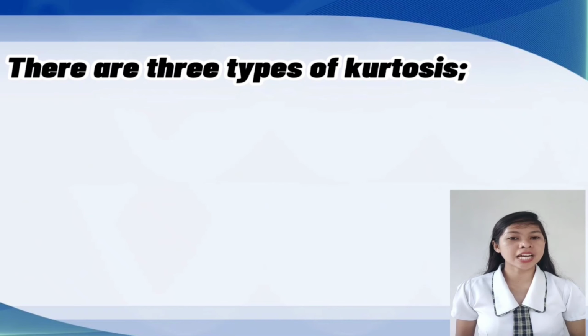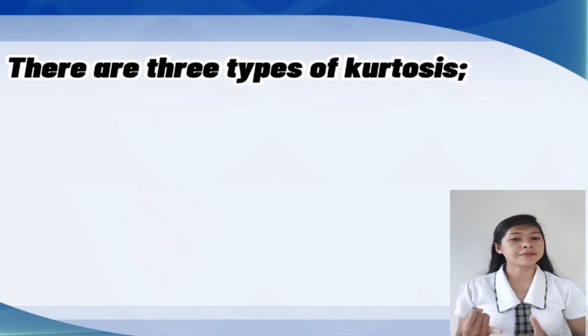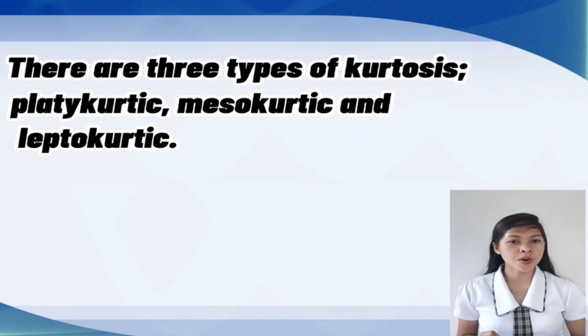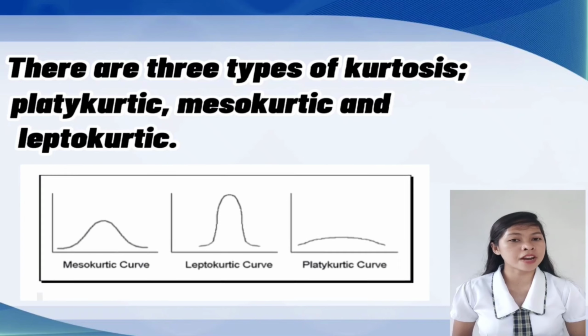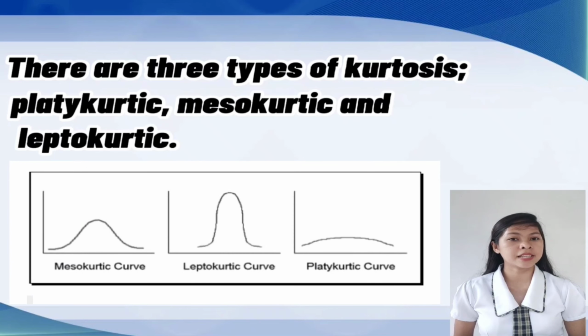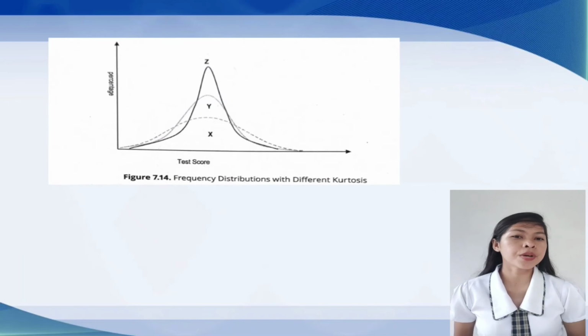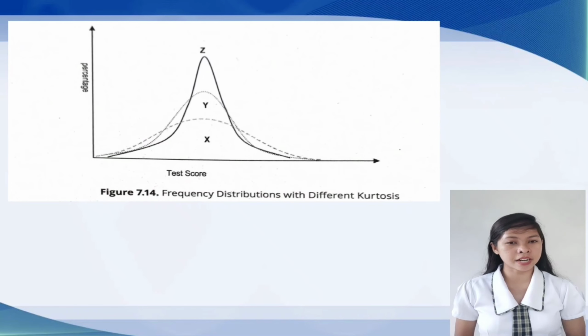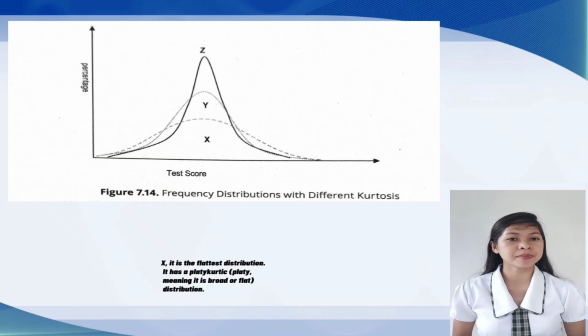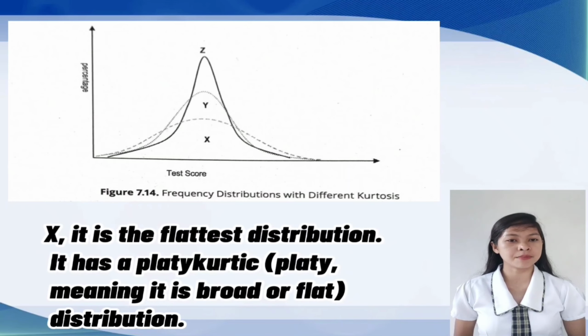And there are three types of kurtosis. We have platykurtic, mesokurtic, and leptokurtic. These are examples of every type, as you can see in the picture. Now, we will find out which type each letter in the graph is. Let's start with X. It is the flattest distribution. It is platykurtic, platy meaning a broad or flat distribution. Look at the graph and observe the curve.